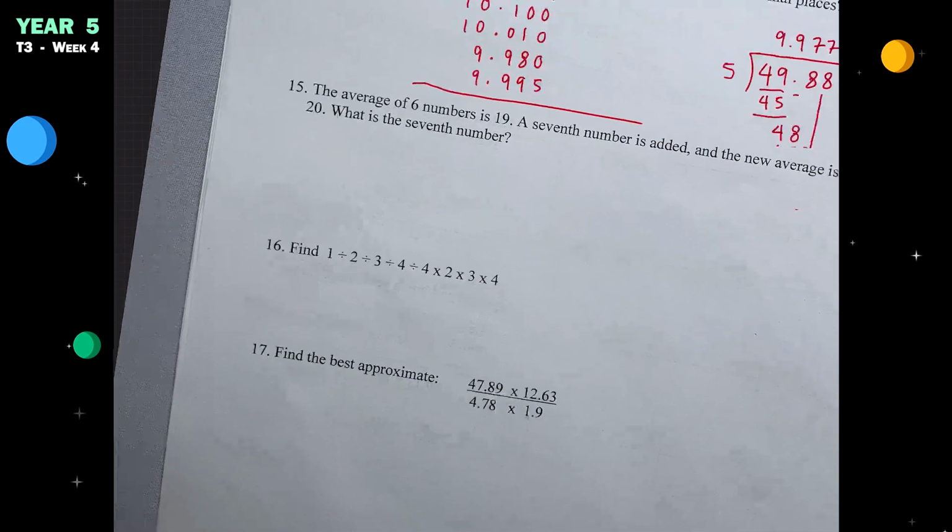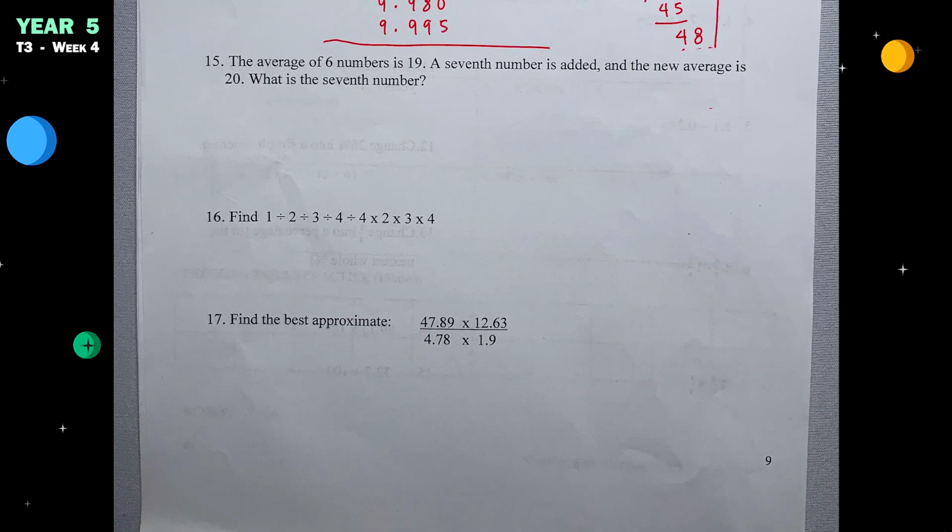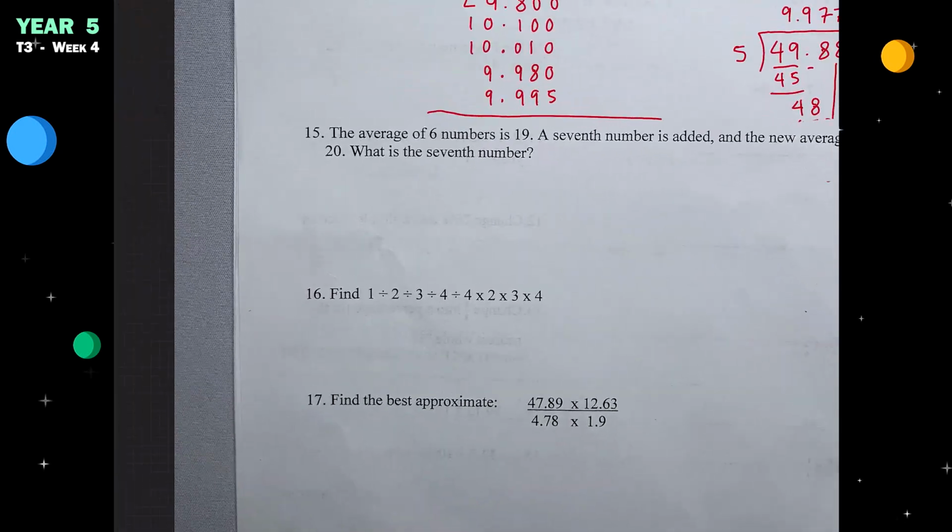Okay. The average of 6 numbers is 19. A 7th number is added and the new average is 20. Okay. So imagine you've got 6 numbers. So I'm just going to draw 6 numbers. 1, 2, 3. And you've got 6 numbers.